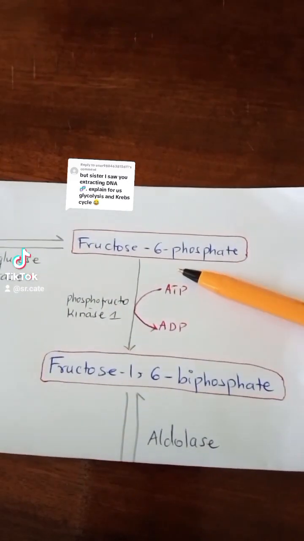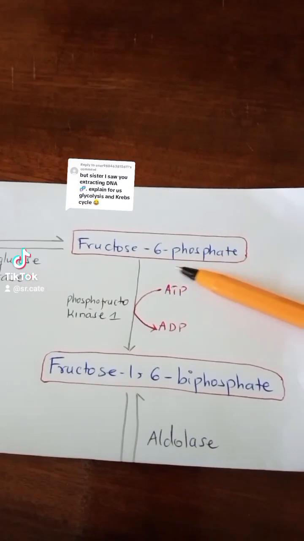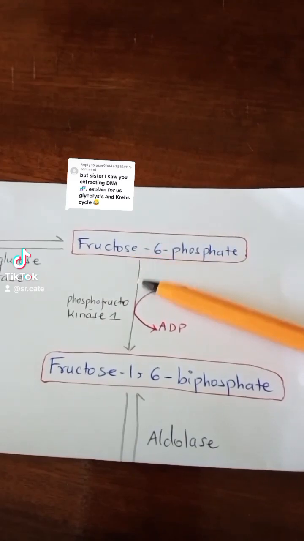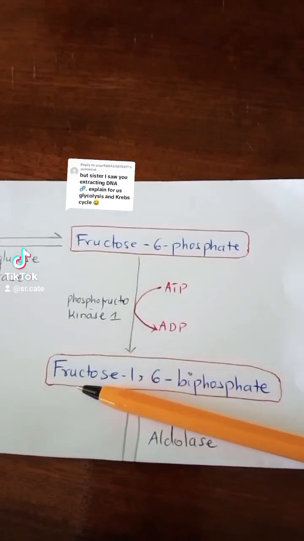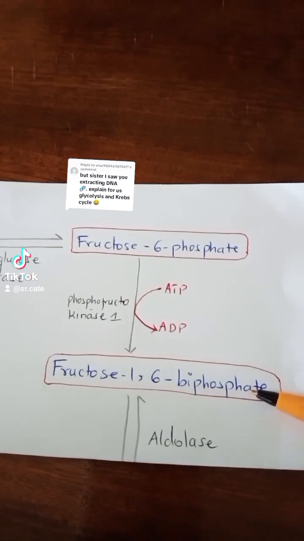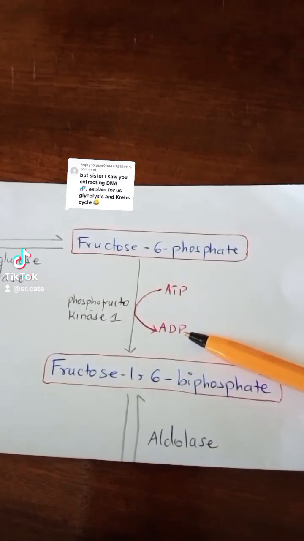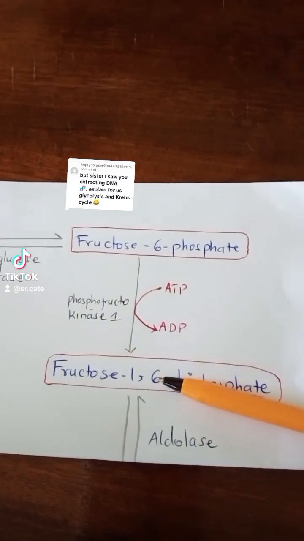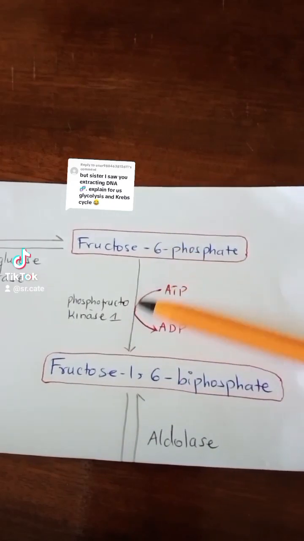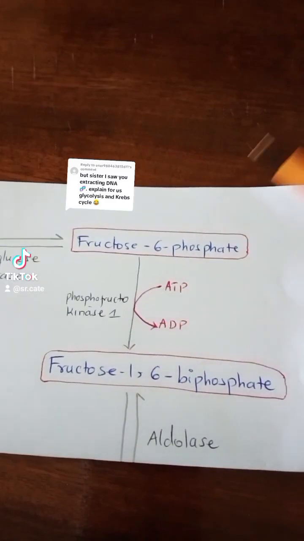Now, again, we are attaching another phosphate to fructose 6-phosphate. We add another phosphate which will be attached to the first carbon, so the resulting compound will be fructose 1,6-bisphosphate. So you can see ATP is reduced to ADP. It has lost one phosphate to this compound, and this process is catalyzed by an enzyme called phosphofructokinase 1.